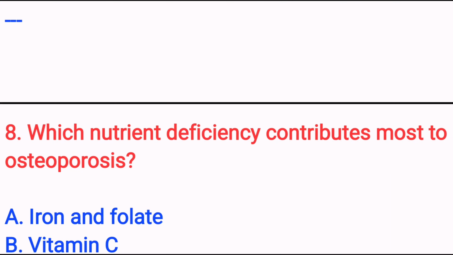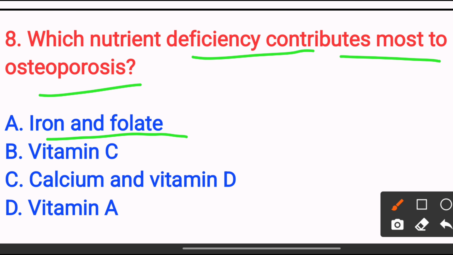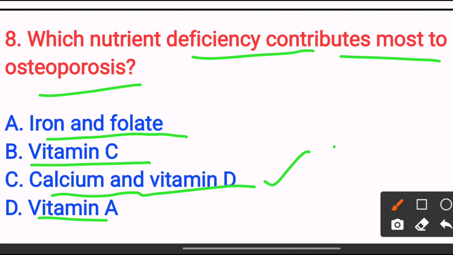Next, which nutrient deficiency contributes most to osteoporosis? Option A, iron and folate; option B, vitamin C; option C, calcium and vitamin D; option D, vitamin A. The answer is option C, calcium and vitamin D, because calcium is vital for bone strength and vitamin D promotes its absorption. So deficiency in either increases the osteoporosis risk.